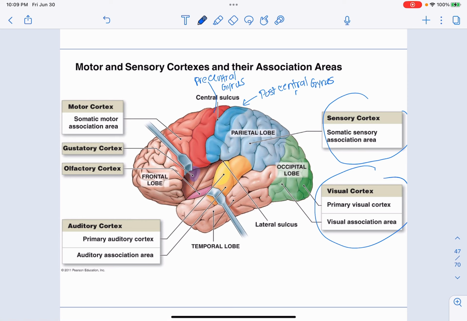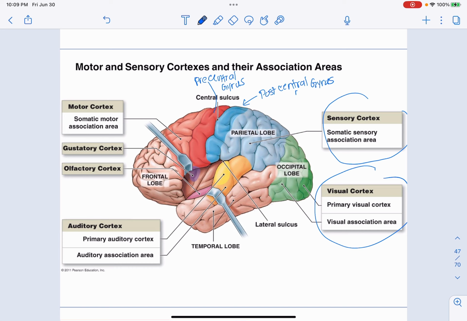So all of these primary cortexes get raw information. It's handling all of the basic stuff. The other parts of the brain are going to coordinate it. So each area has its own association center or area that I want to talk about.